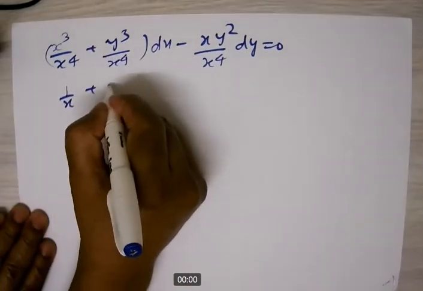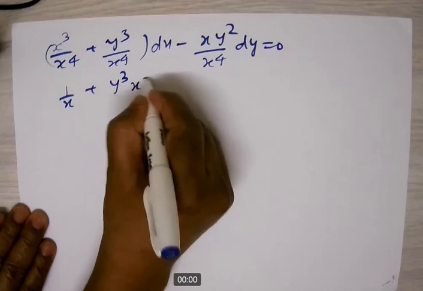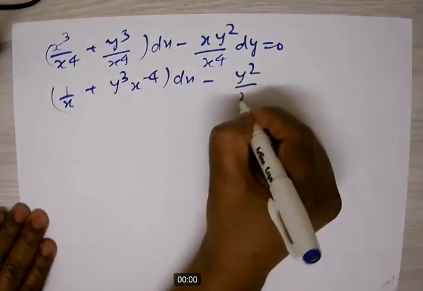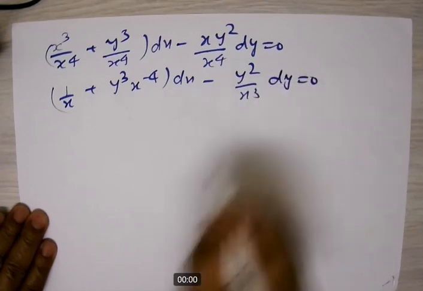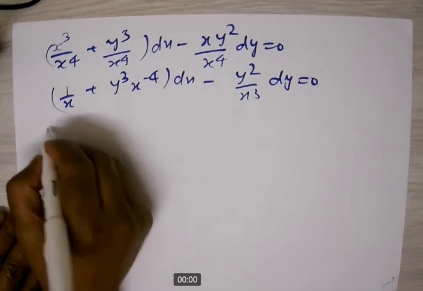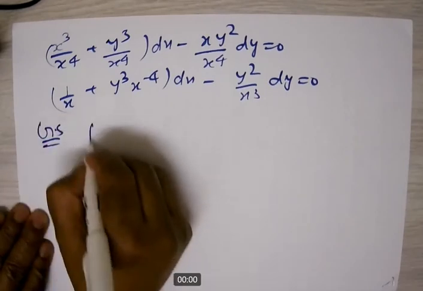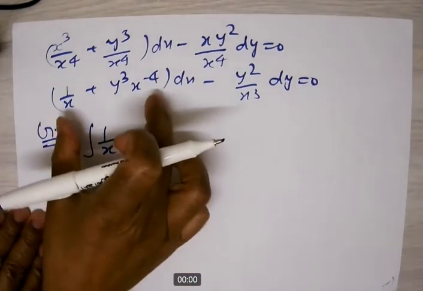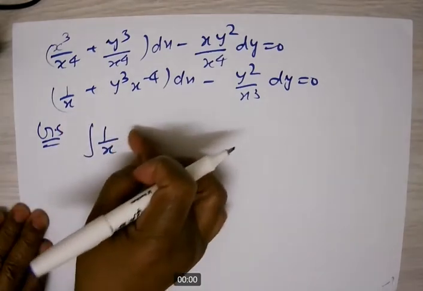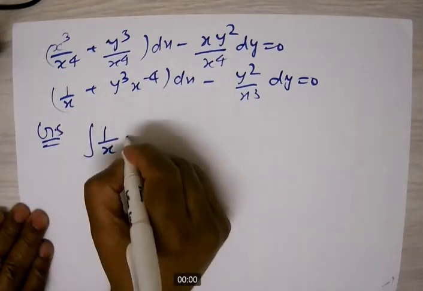1 divided by x plus y cube times x to the power minus 4 dx minus y square divided by x cube dy equal to 0. Now automatically this one is exact, so no need to check that one. So just write the general solution directly. General solution directly means write the M value here and integrate this one with respect to x directly.